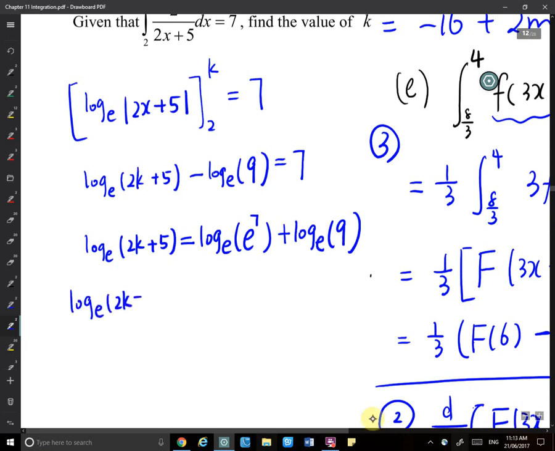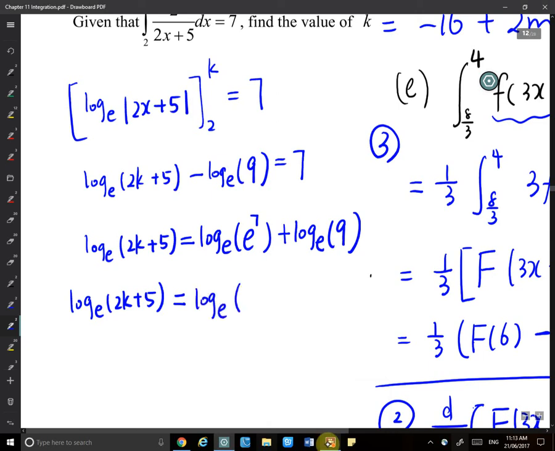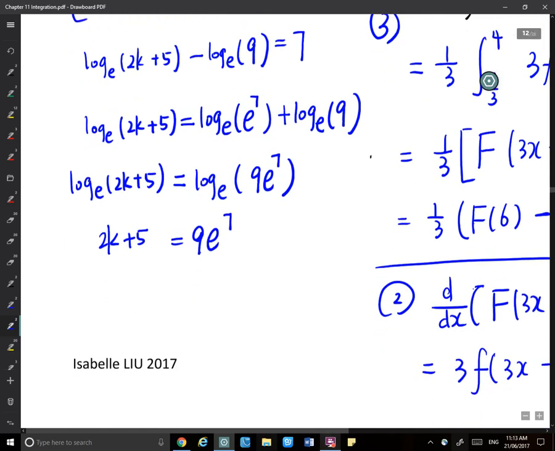Log e of 2k plus 5 equals log e of 9e to the power of 7. You can times them together. 2k plus 5 equals 9e to the power of 7. k equals 9e to the power of 7 minus 5, divided by 2.